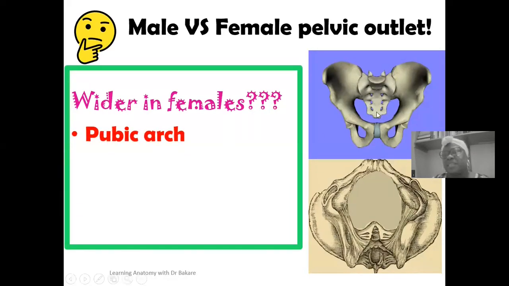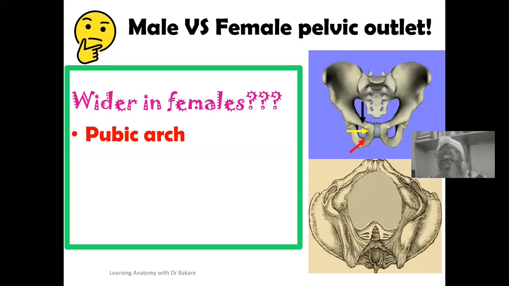If you go to this image up here, this is where we have the body of the pubic bone, highlighted in yellow. The body of the pubic bone has a superior extension and an inferior extension. Here we have the superior extension arrowed in black and the inferior extension arrowed in red.